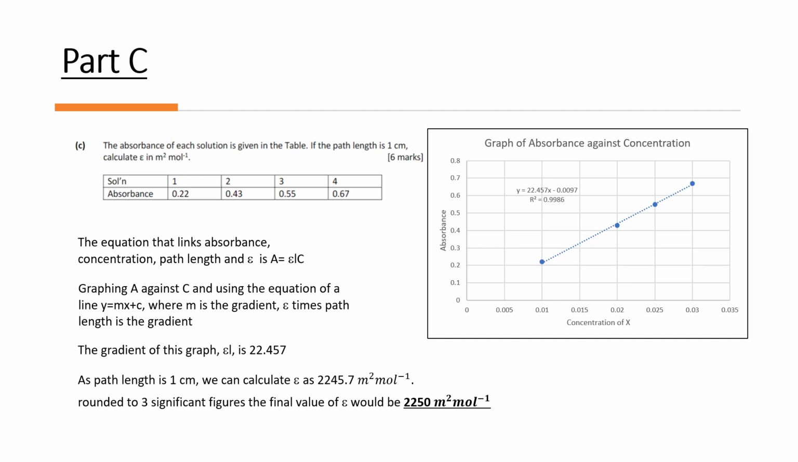We're told that L, the path length, is 1 centimeter, so converting that into meters and then dividing our gradient by L, we get epsilon as 2,245.7 meters squared mole to the minus 1, and I rounded it there to 2 significant figures for the much nicer number of 2,250 meters squared mole to the minus 1.